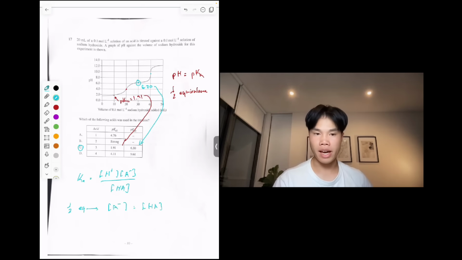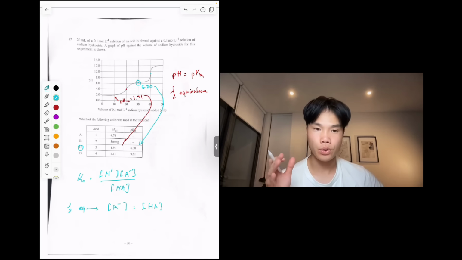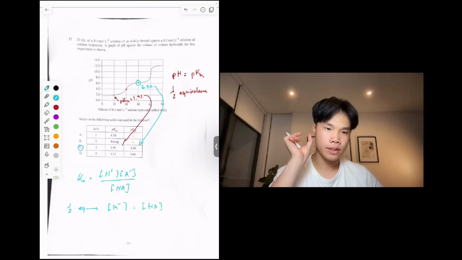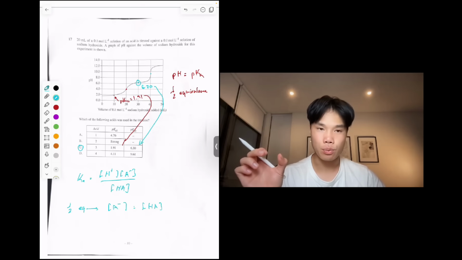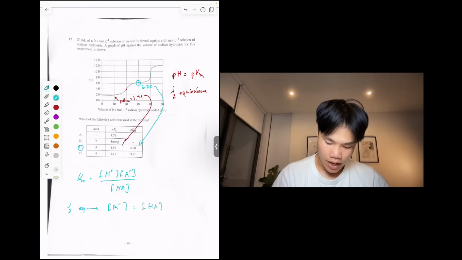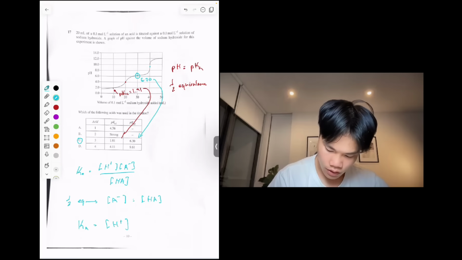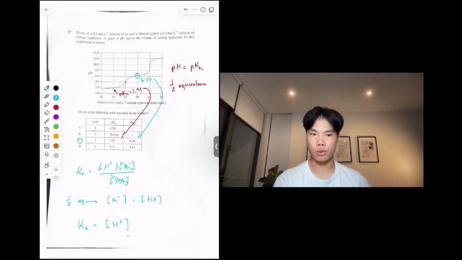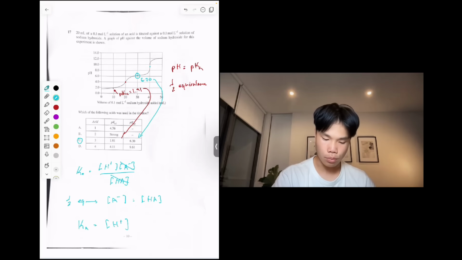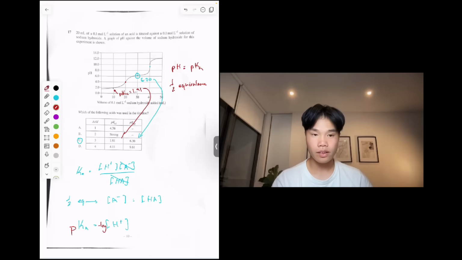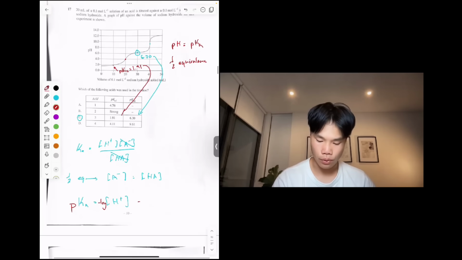Exactly equal, because you've added just enough base to neutralize half of your HA, and just enough base to therefore have that same amount of A minus present. That means that at half equivalence, your expression simplifies to Ka is equal to H plus, since the A minus and HA would cancel at this half equivalence point. And if you applied the negative log to both sides, you would then end up with the pKa and the negative log of H plus concentration, which, as we know, is of course pH.